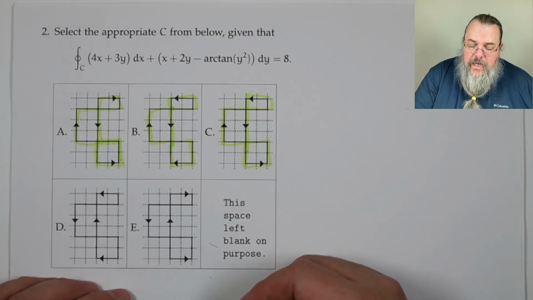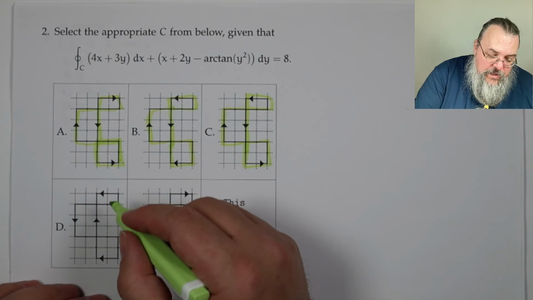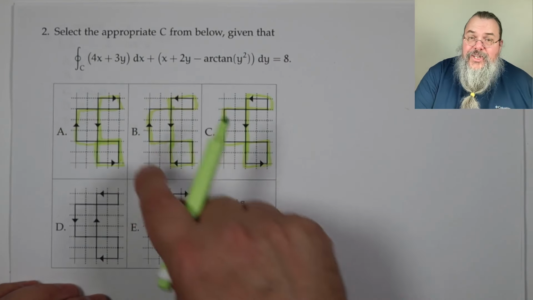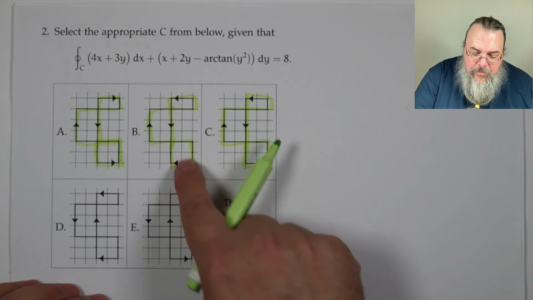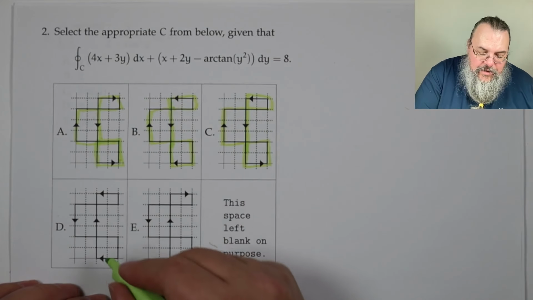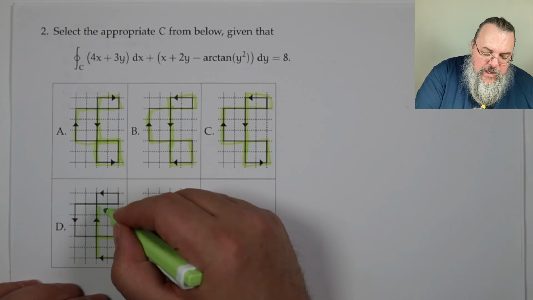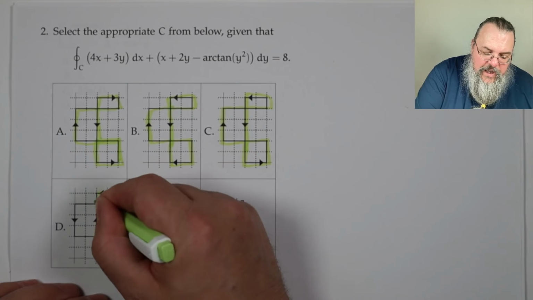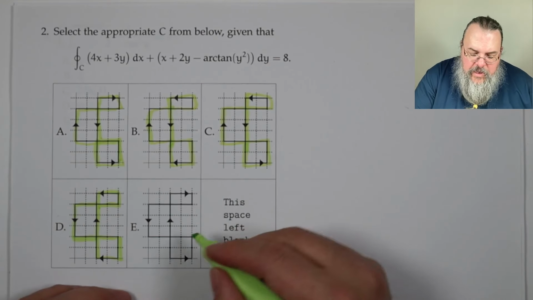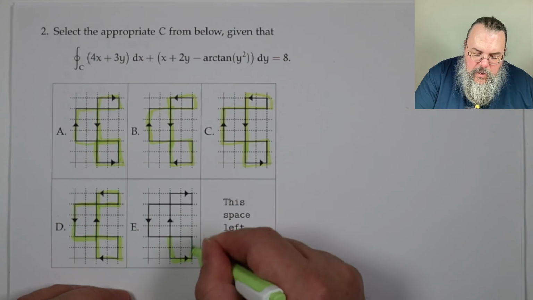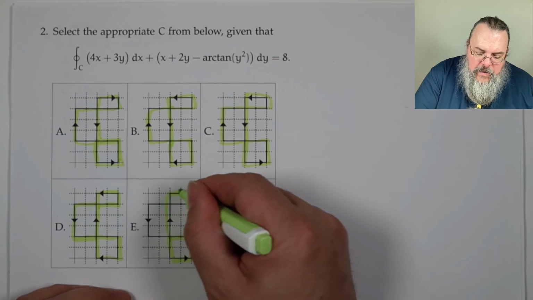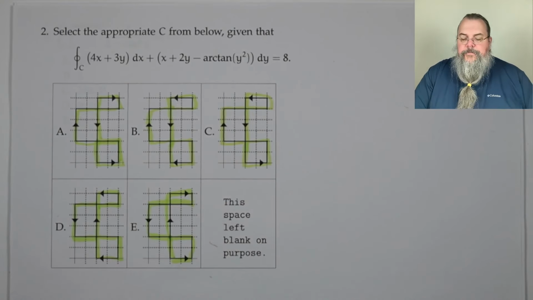The question is, how do we do it? We're slightly changing the directions, and that's indicated here by the arrows. And when you change the directions, that's going to change the values. And so the question is, which one is going to be the right value?